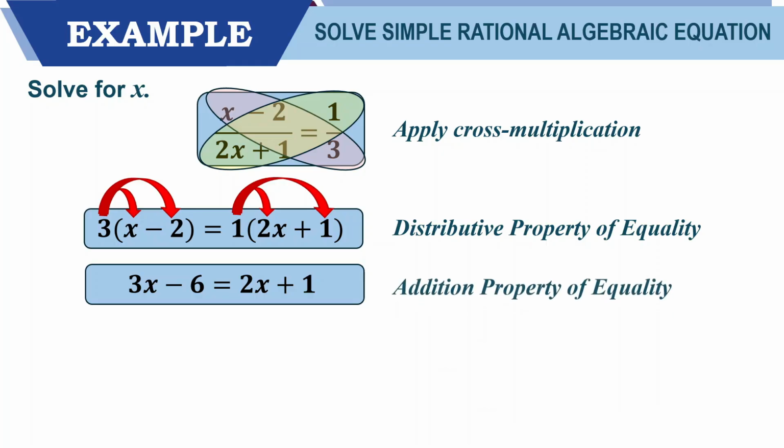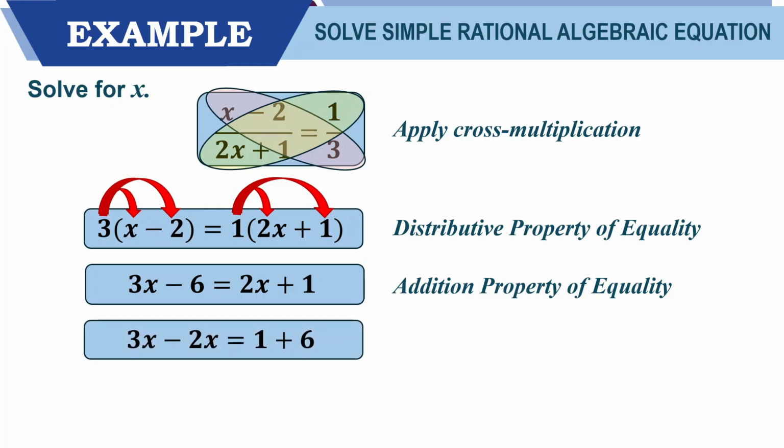Now, we can only combine like terms. So, let's transpose 2x to the left side. Previously positive, it will turn to negative. And let's transpose negative 6 from the left side to the right side. Previously negative, it will turn to positive. Of course, that's under the addition property of equality. But as a shortcut, we just know it as transposition.